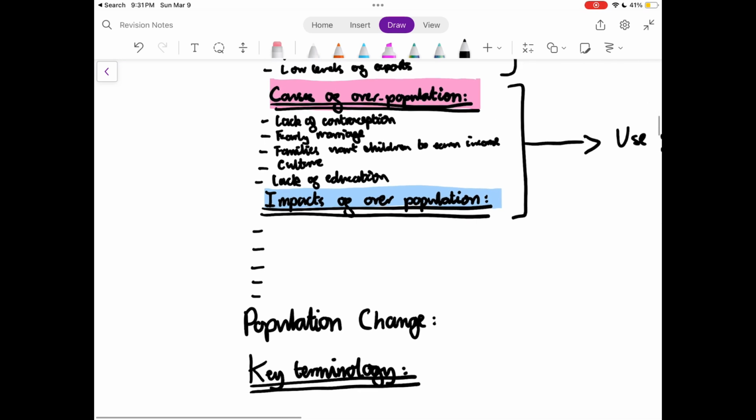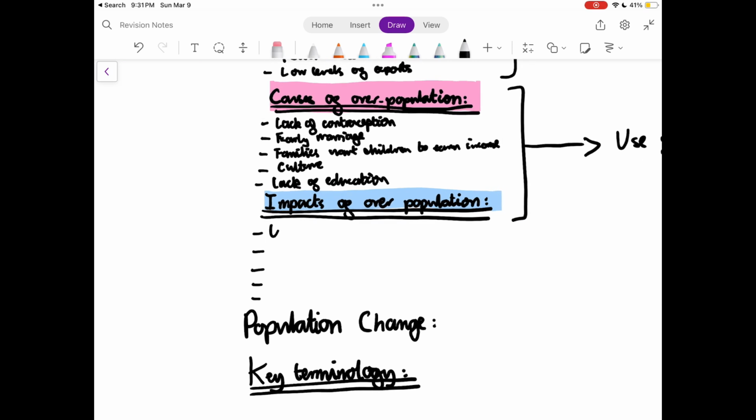So now we're going to be looking at the impacts of overpopulation, and this could lead to unemployment. And the reason for this is because there is high job competition in overpopulated areas. So a high proportion of the population may be jobless and therefore may live in poverty.